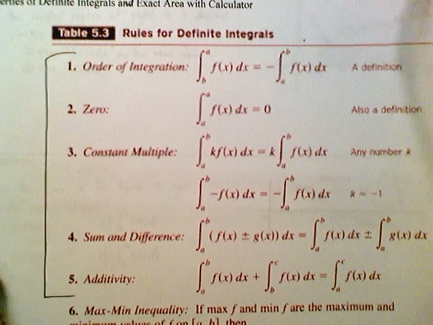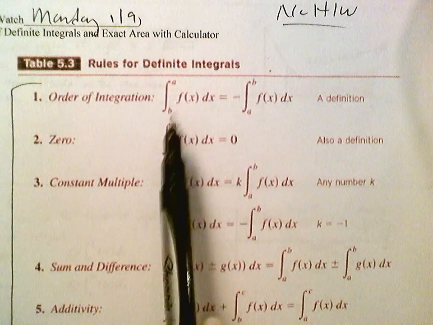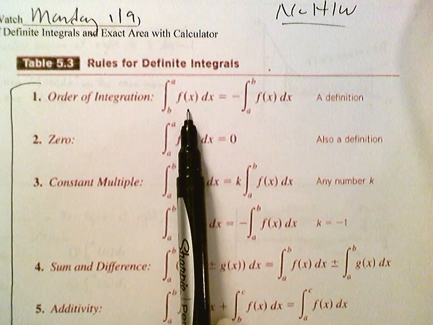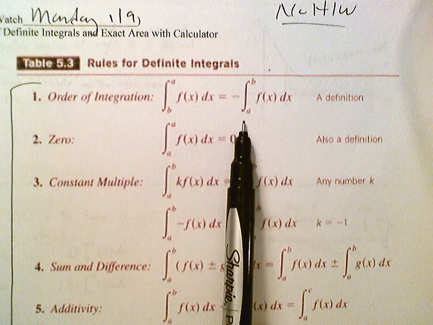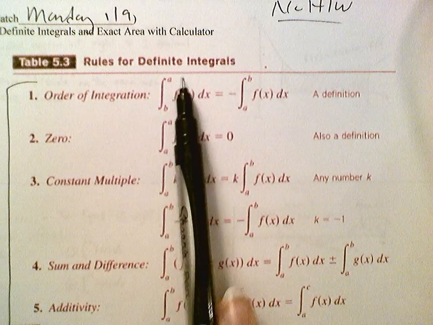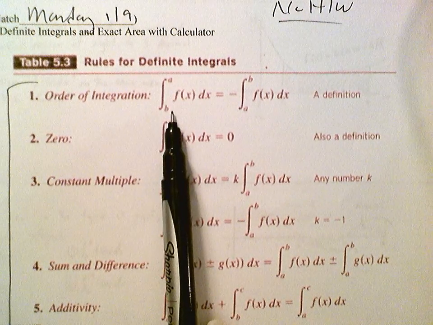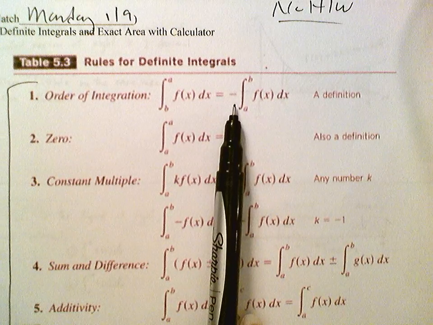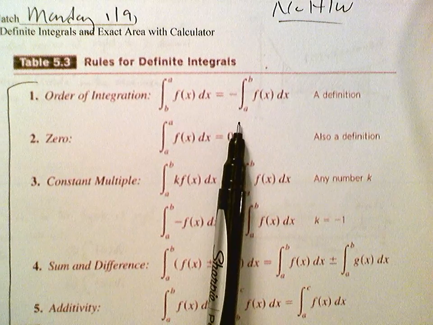So there's a rule called the order of integration rule, which says that the integral from b to a of f of x is equal to the negative of the integral from a to b of f of x. These are called the limits of integration, and if you want to switch them, all you do is negate the integral. You change the sign out front and you could switch the limits.